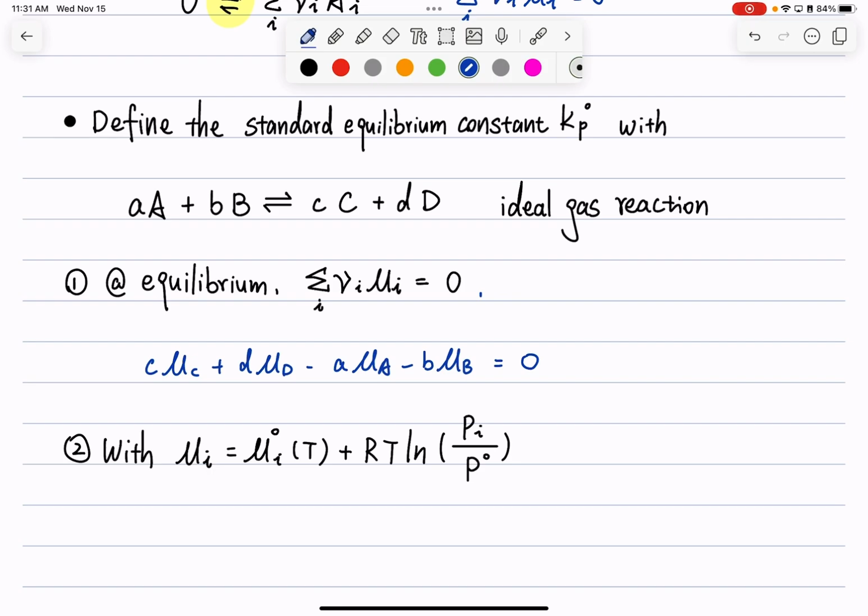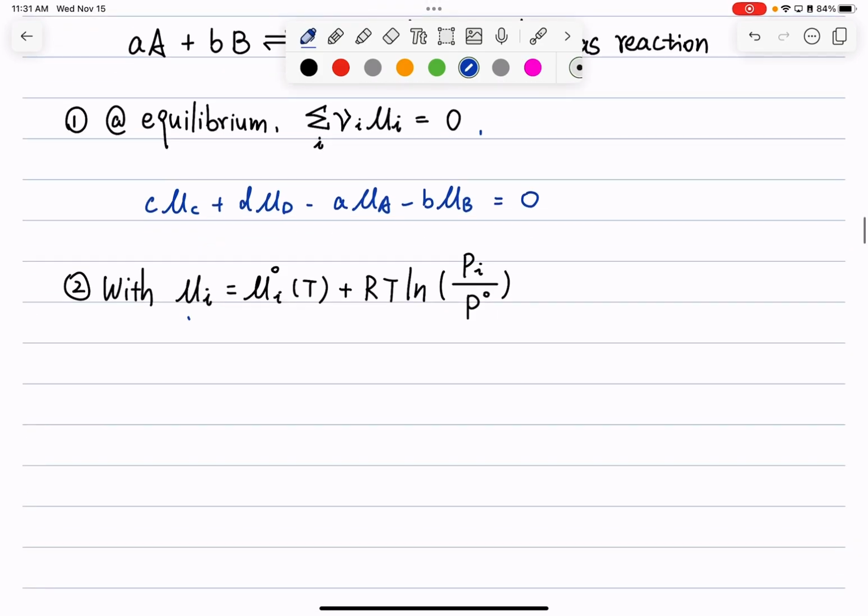And we have an expression for the chemical potential of each of these species involved in the reaction. So this part, we just write it out using this equation here, because the chemical potential of species i equals the standard chemical potential plus RT ln P of species i over P naught. It's going to be a really long equation, but the nature is pretty much the same.